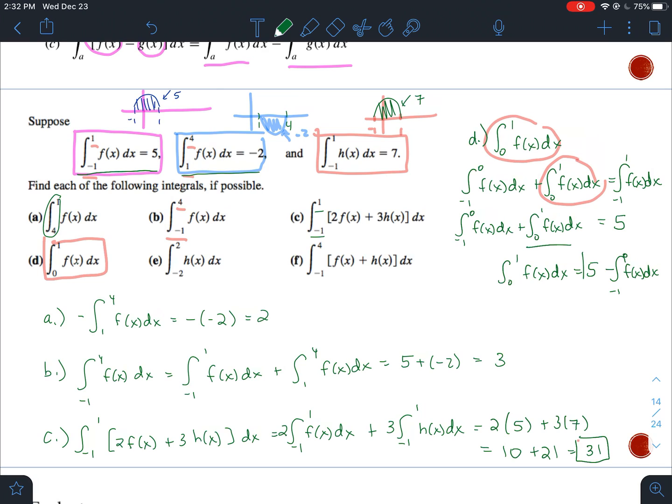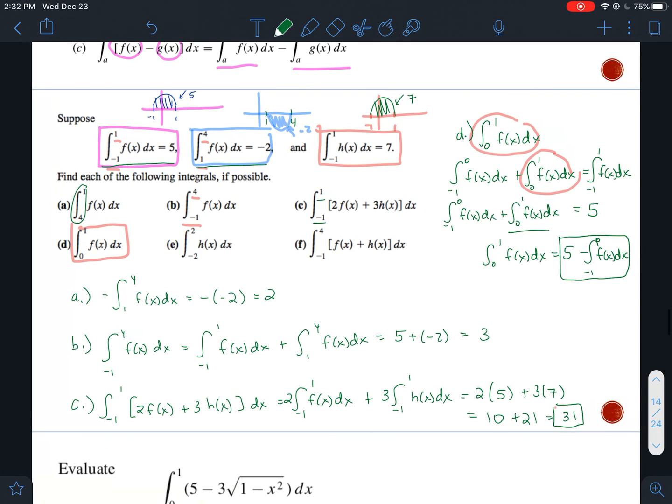So I would just subtract it to move it to the other side. So I have the integral from 0 to 1 of f of x dx is going to equal 5 minus the integral from -1 to 0 of f of x dx. And I don't know what that is, but that would be the expression that I would use to find D.